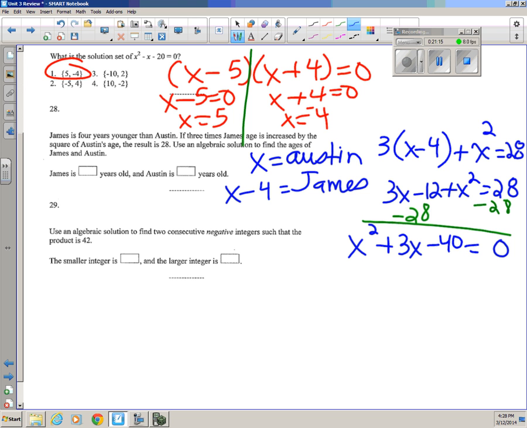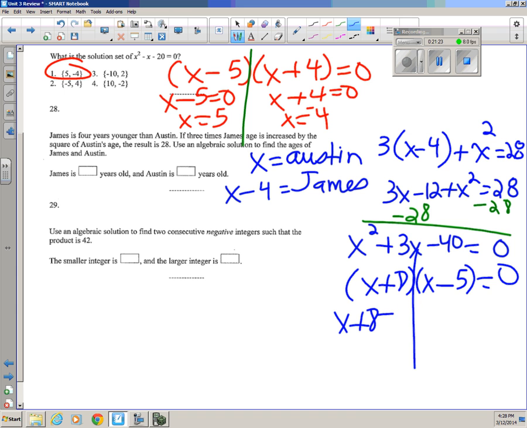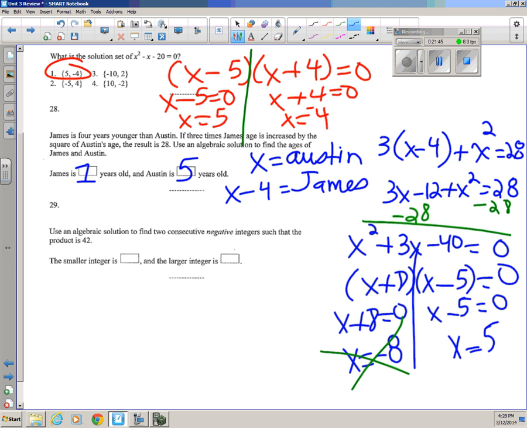This factors into x plus 8, x minus 5 equal to 0. Drop my wall. If x plus 8 equals 0, negative 8 comes out. If x minus 5 equals 0, positive 5 comes out. Well, I'm talking about somebody's age. I can't have somebody be a negative age, right? So x is 5. Who's 5? Austin is 5. Who's James? James is x minus 4. So 5 minus 4, James is 1.